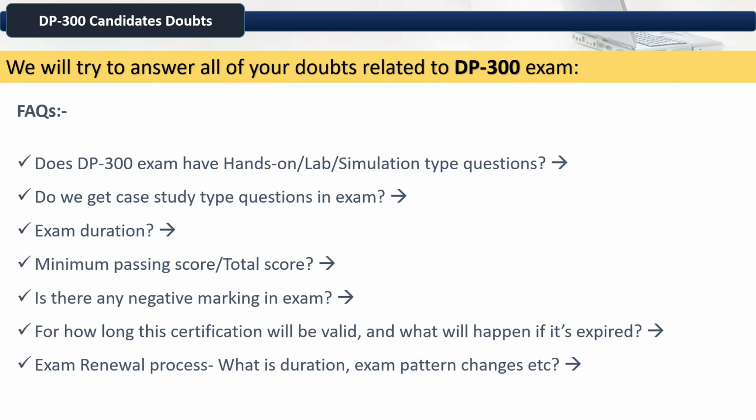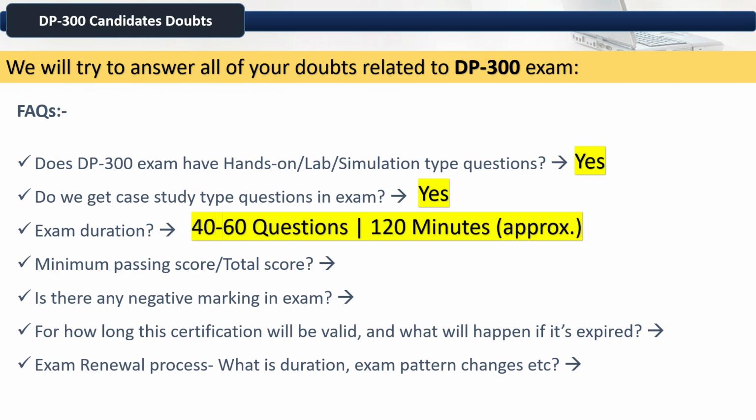We will try to answer all of your doubts related to the DP-300 exam, such as: the exam does have lab type questions, and it does have case study type questions as well. The exam duration is around 120 minutes, in which you have to answer 40 to 60 questions. The minimum passing score is 700 out of 1000. There is no negative marking in the exam. This certification will be valid for a year after you earn it. About the exam renewal process, you will have to recertify.